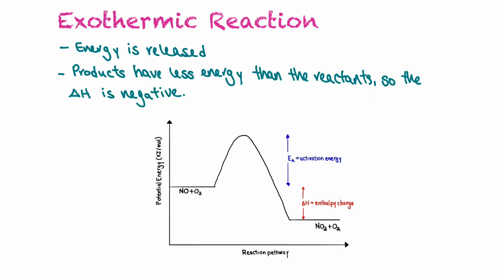So as I just mentioned, exothermic reactions involve a release of energy, and the products have less energy than the reactants, so the delta H is negative. So if we look here, from the reactants to the top where the transition is, that's the activation energy. And then from where the reactants are to where the products are is the delta H, or the enthalpy change.